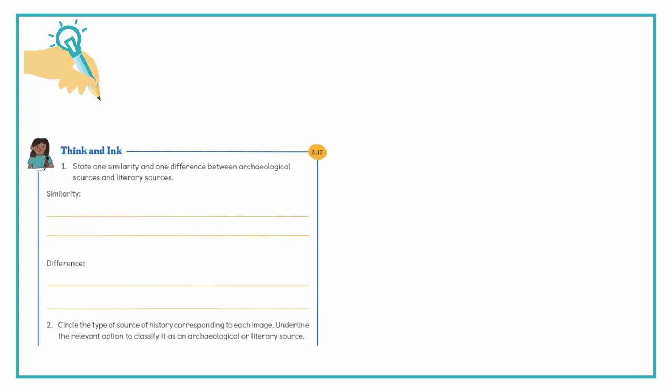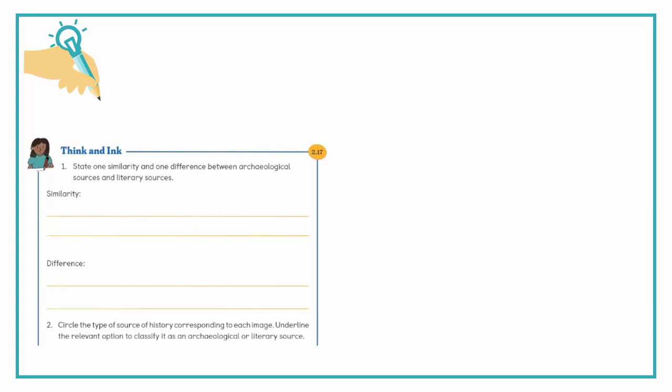And both of them, that means both archaeological source and literary source, are sources of history. This is the similarity. The difference is archaeological sources give us information about prehistorical plants and animals. Literary sources give information about historical events, that is in written. Similarity, both are sources of history. They tell something about the past events.